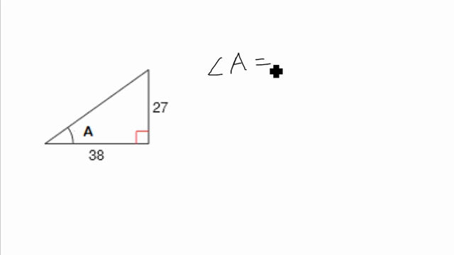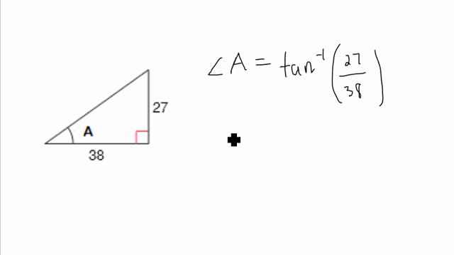is equal to one of the inverse functions, and in this case I'm given information that is the opposite side to angle A and the adjacent side to angle A, and my trig function that relates opposite to adjacent is tangent. So I'm going to use tangent inverse of the opposite side, which is 27, divided by the adjacent side, which is 38.